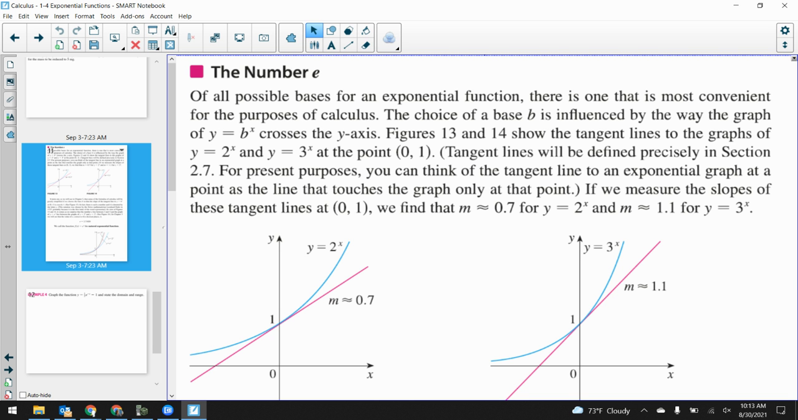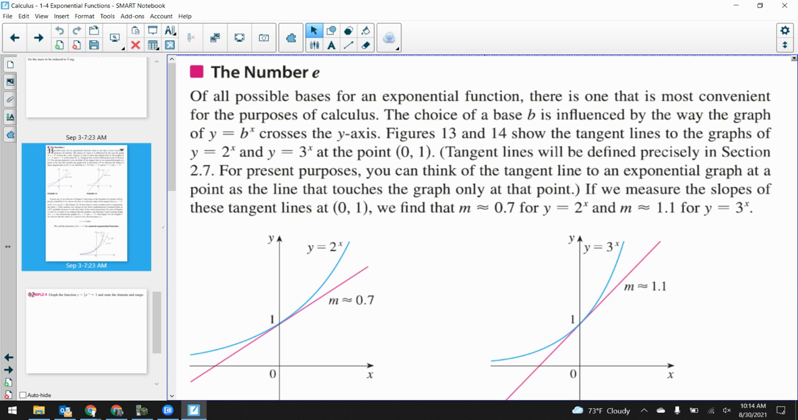So 2 to the 0 is 1. 3 to the 0 is 1. 4 to the 0 is 1. 5 to the 0 is 1. E to the 0 is also 1. So no matter what I choose to make my base, it's always going to happen at the location (0, 1). But what is happening at that location is extremely important. Figures 13 and 14 show the tangent lines to the graphs of 2 to the x and 3 to the x.